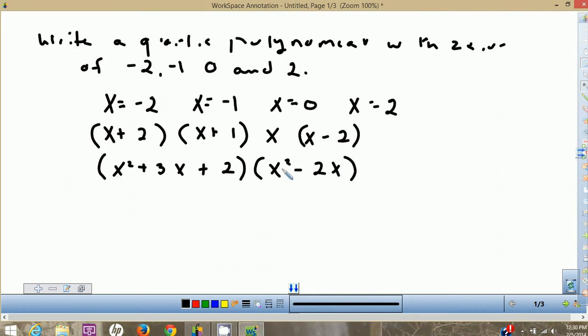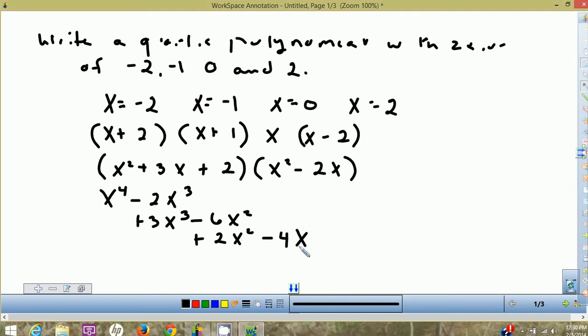So we'll go x squared times x squared is x to the 4th, and x squared times minus 2x is minus 2x cubed. Then I'm going to do the next term. 3x times x squared is plus 3x cubed. 3x times minus 2x is minus 6x squared. 2 times x squared is plus 2x squared. And 2 times negative 2x is minus 4x. So I add my like terms together and I get my polynomial.